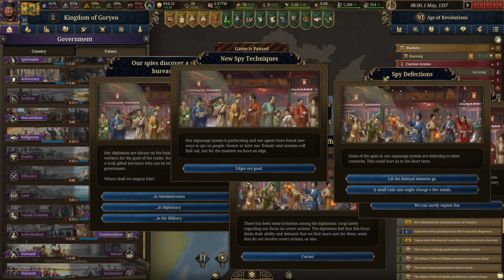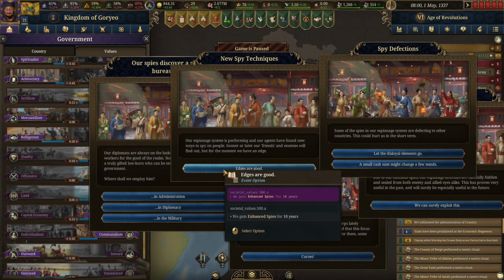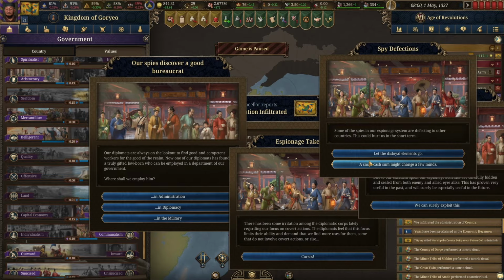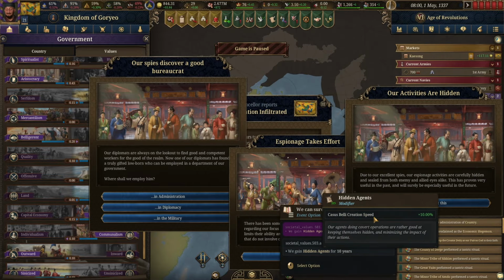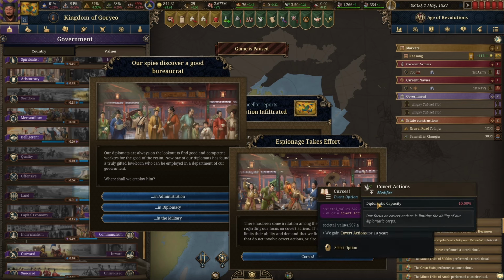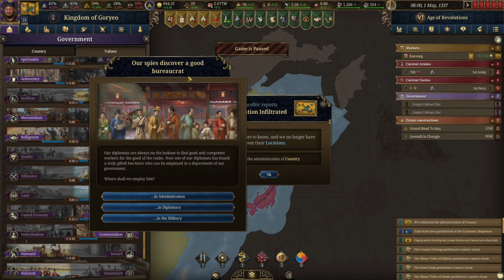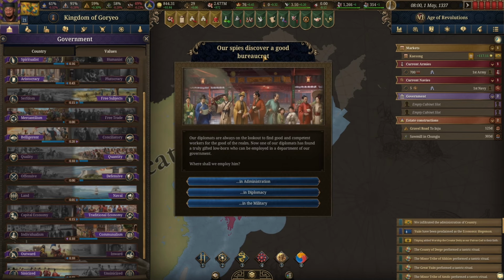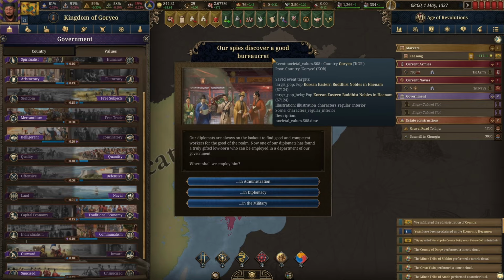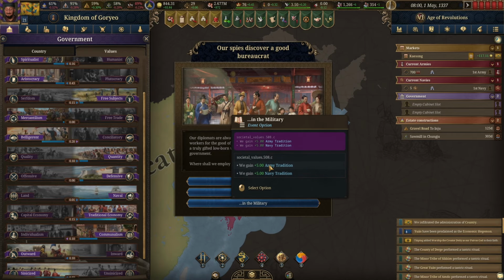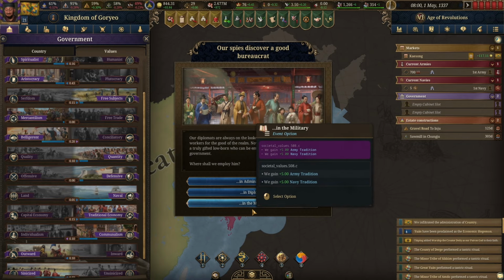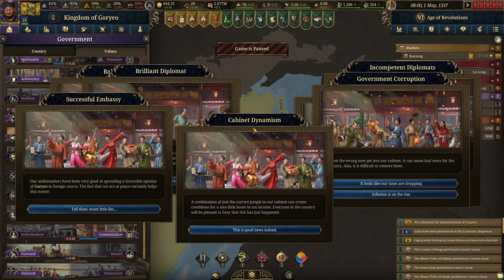When it comes to events, belligerent is all about spies, gaining events which make your spies better, having negative events that make your spies worse, getting casus belli creation speed increases, getting diplomatic capacity decreases, and this event I quite like here. Our spies discover a good bureaucrat, which can give you a choice between legitimacy, prestige, or army and naval tradition. If belligerent is all about spies, conciliatory is all about diplomats.